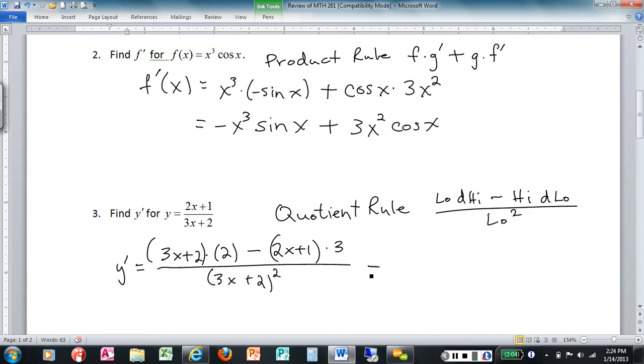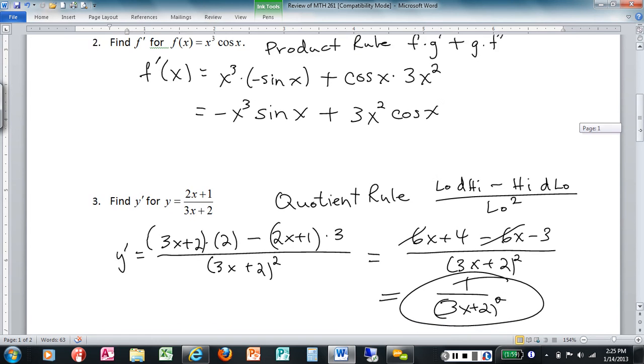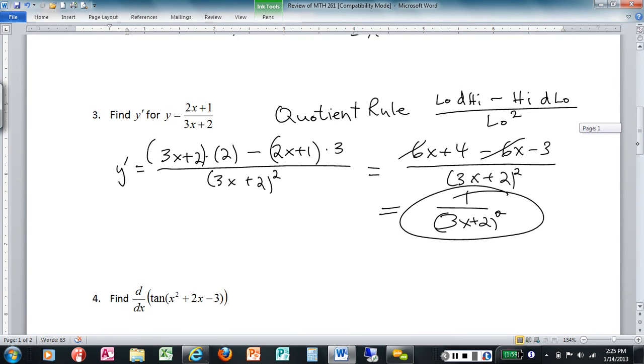Okay, so this can work out nice because that's 6x plus 4 minus, that would be 6x minus 3. Distribute the minus and all that. And so, yeah, this one comes out really nicely. It's what, 1 over 3x plus 2 squared? Sound okay? 1 over 3x plus 2 squared. Not my neatest writing, but hopefully you got it.